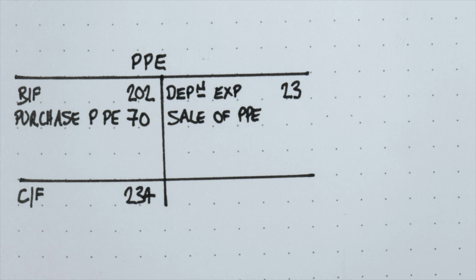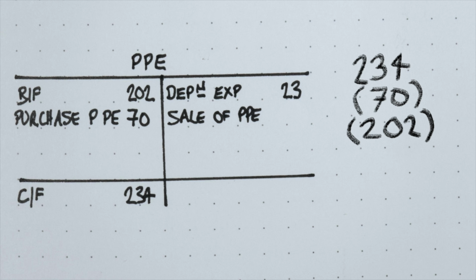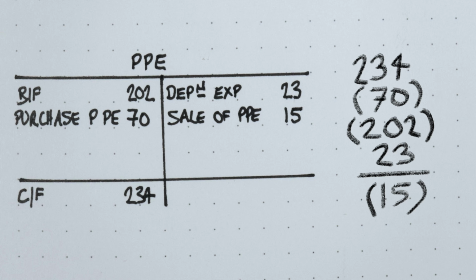That leaves us with cash receipts from the sale of PPE on the credit side, which we now need to solve for. A closing balance of 234 less cash paid of 70 less an opening balance of 202 and adding back the depreciation expense of 23 gives us cash receipts on the sale of PPE of 15. So cash would be debited by 15 to increase it and PPE would be credited by 15 to decrease it.